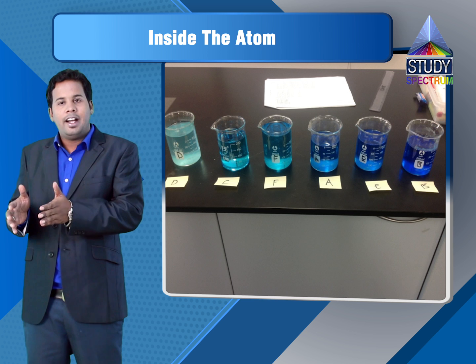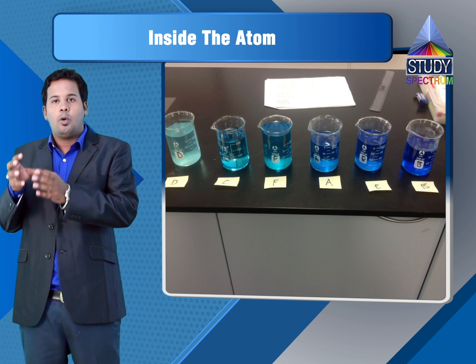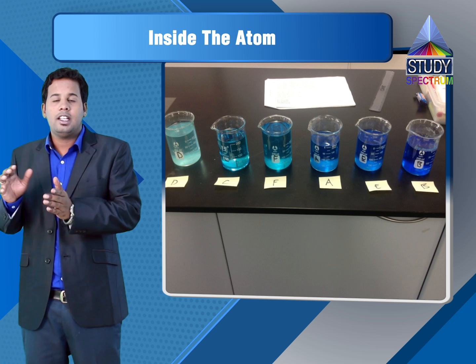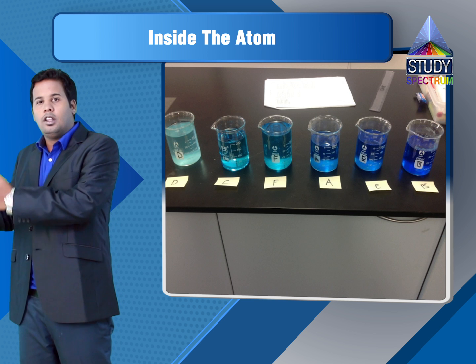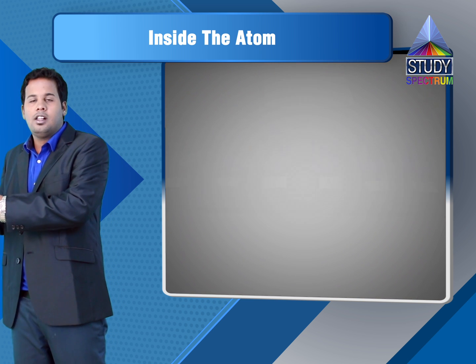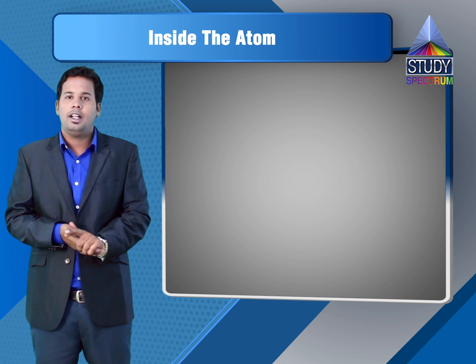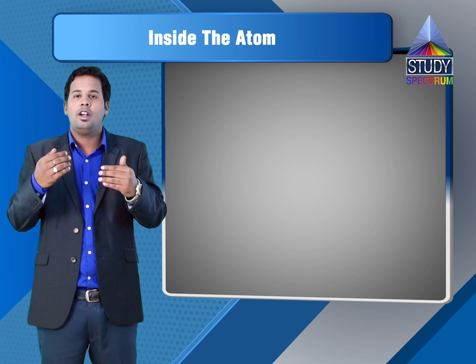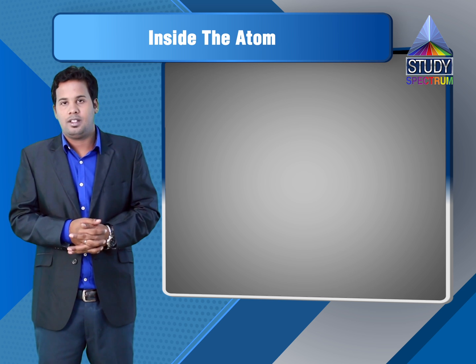It is further divided into tiny particles when you pour it into the third beaker, and it is divided into very tiny particles when you pour it into the fourth beaker. It means particles keep on dividing into smaller pieces.